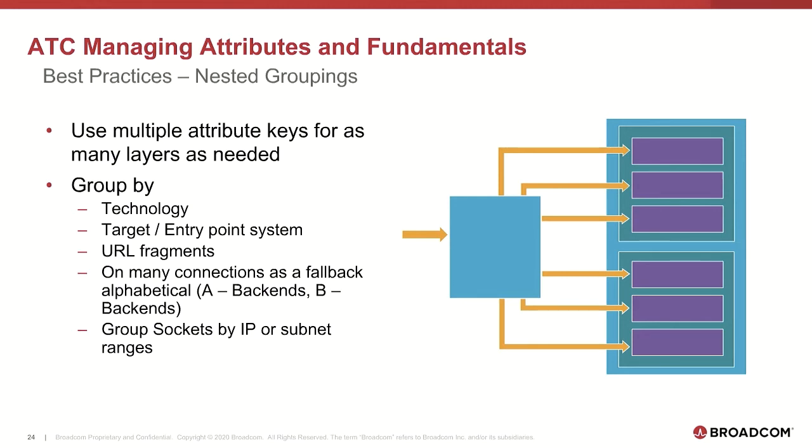And in case you have very, very many different outbound systems, or for example socket calls, like calls to IP addresses, use a number scheme, meaning outbound backend systems A, outbound backend systems B, sorting them alphabetically. Or you can group by IP addresses, subnet ranges, for example.